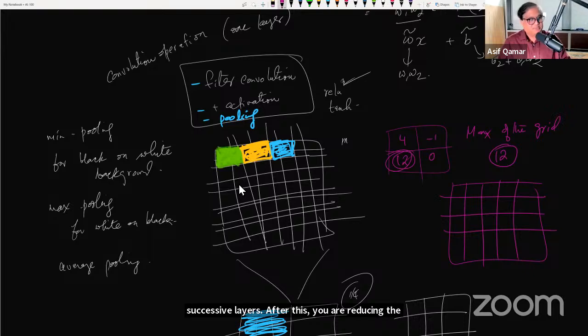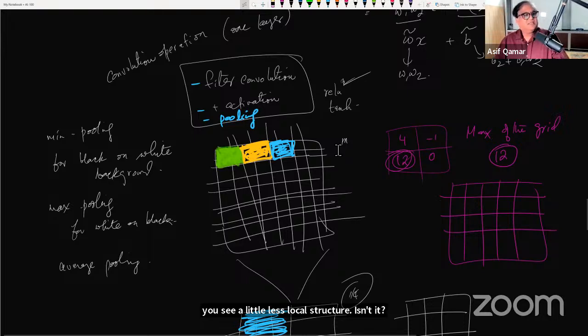And why do you want to do that? Just to recap. Why do you want to do that? It is the zoom out operation. This is the way that helps you see a little less local structure, isn't it? I mean, this has nothing to do with, you're saying, sometimes we take from a previous layer and put it in there. No. Forget residuals. That's a completely different idea.